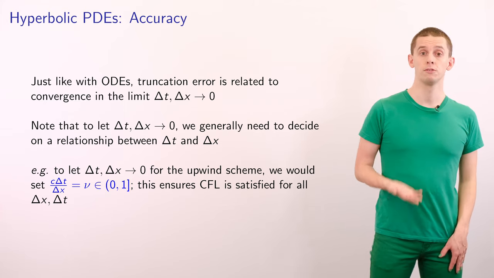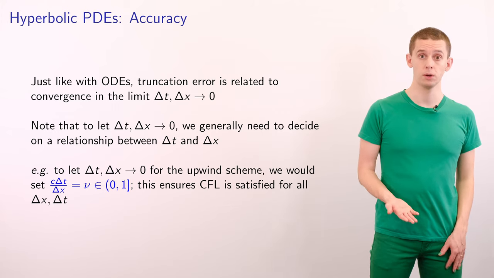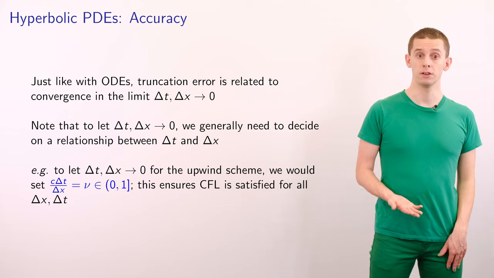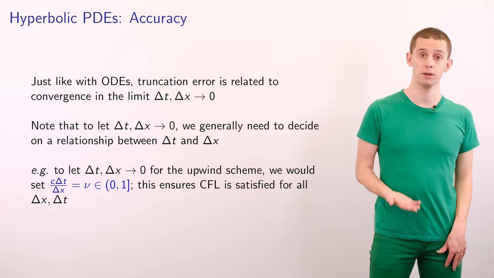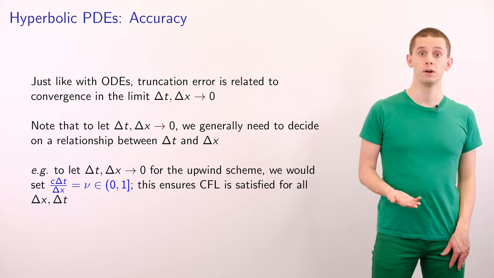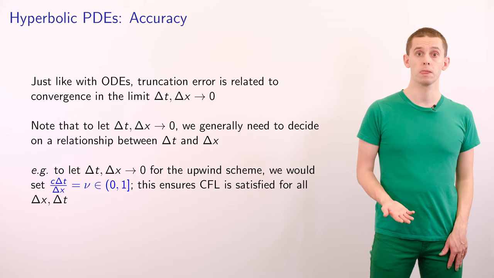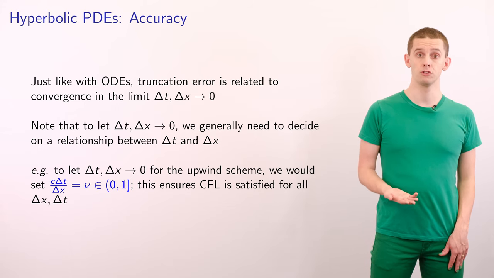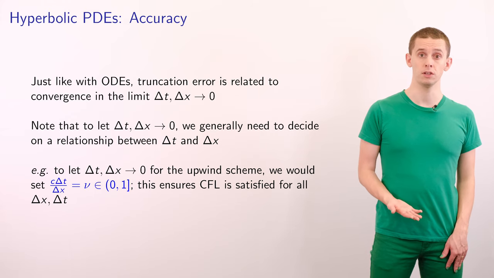For example, for the upwind scheme, we could take these two spacings to zero while maintaining that our CFL number nu, which is equal to C delta t divided by delta x, remains constant. And therefore, delta t and delta x would scale proportionally. By making this choice, we can ensure that our CFL condition will be satisfied for all delta t and delta x.